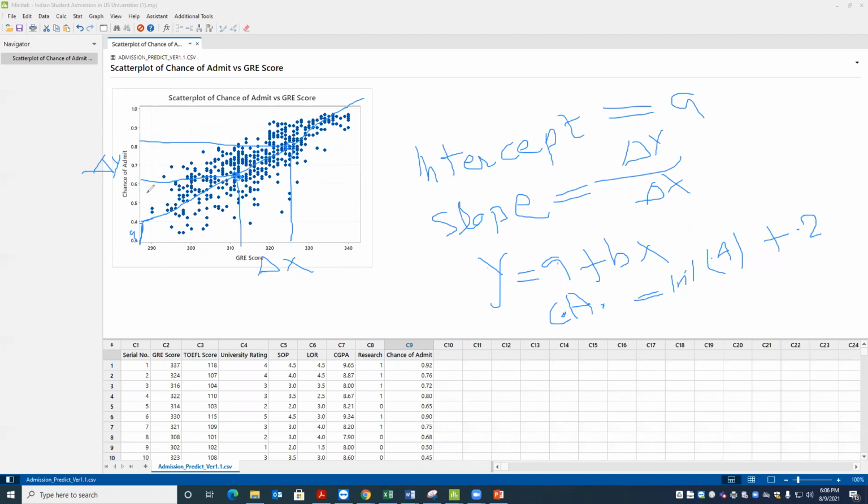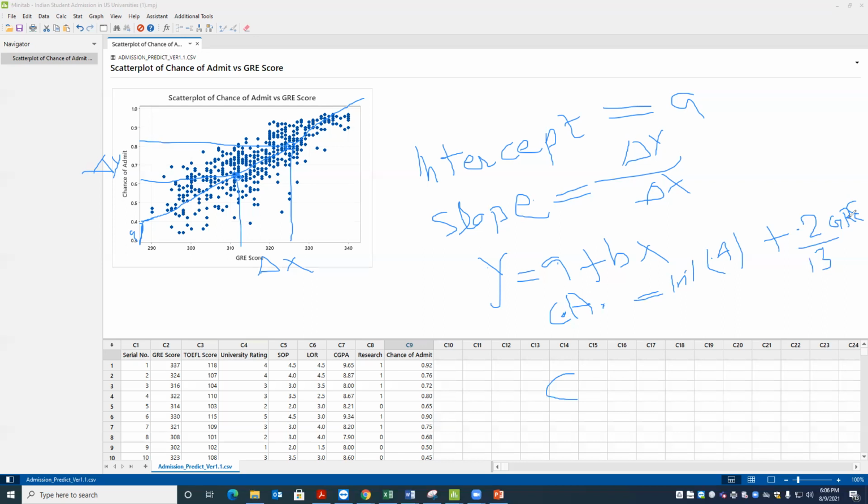From here, it is almost 0.2 divided by how much is this? This is 310 to 325, which is, I can write here like 15 or 13, 312 to 325. So I can write this, and then GRE. So this is my equation. This is my equation. Now I want to check.